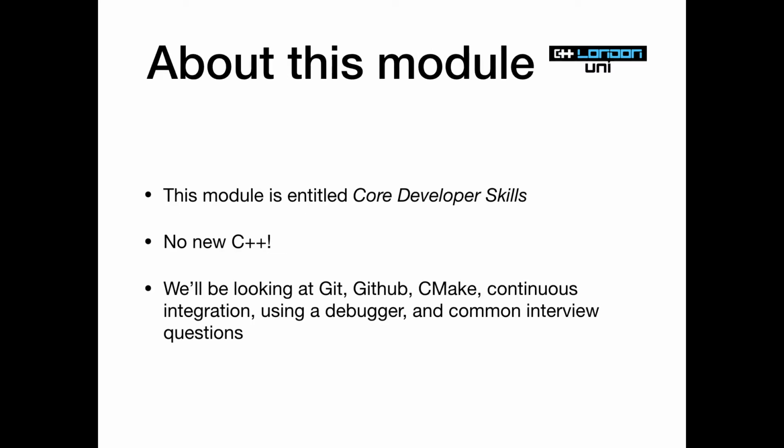I've already mentioned this module is Core Developer Skills. There's going to be no new C++ for you for the next few weeks. We're going to be talking about Git, GitHub, and CMake, which is the most common build system used for C++, for those who don't know. We're going to be talking about continuous integration testing, so things like Travis and Jenkins. We're going to look at using the debugger, probably via CLion, and how you can use that to investigate crashes in your programs. And then we're also going to have what will probably be quite a fun session on common interview questions, where we might put one or two of you through the mill and ask you some tricky questions. Does that sound good? Yeah, excellent.